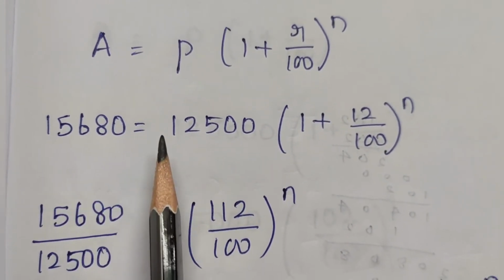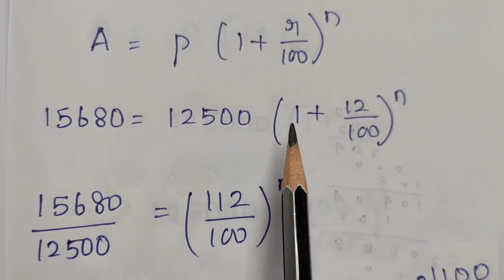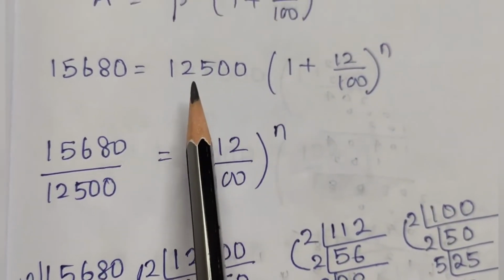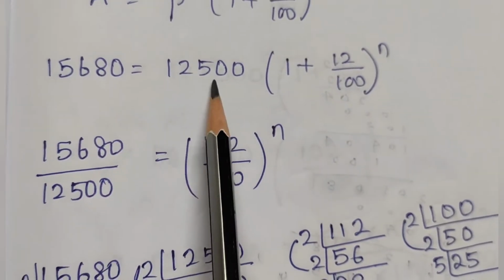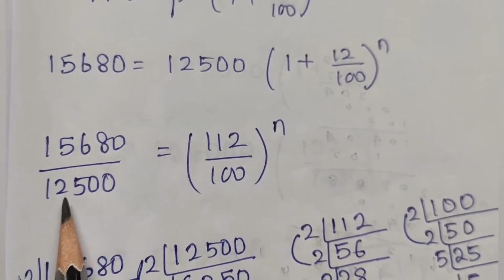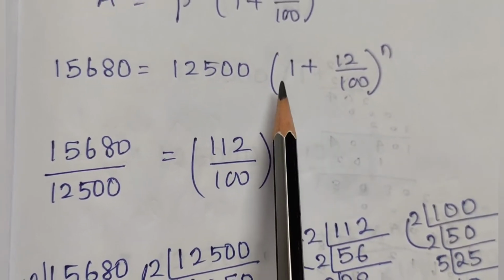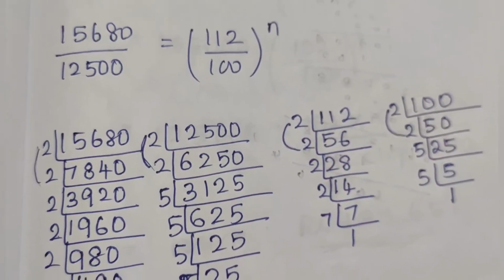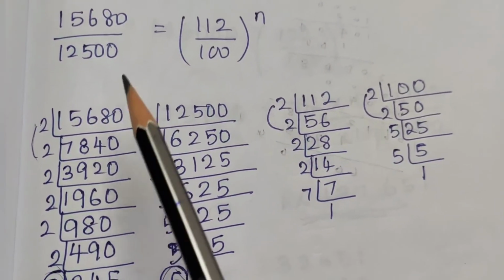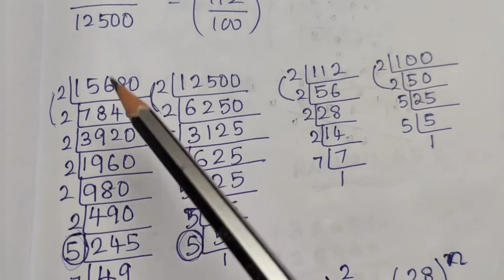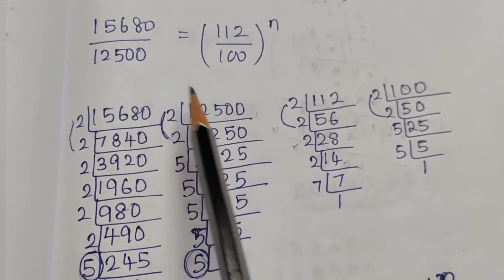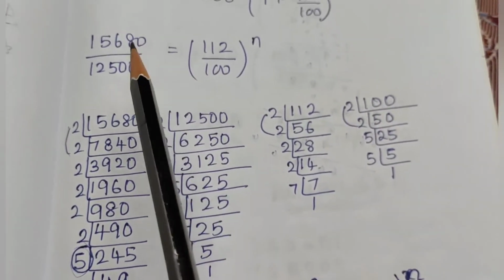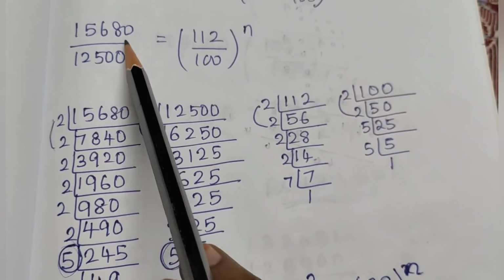So 15,680 is equal to principal 12,500 into (1 plus rate of interest 12 by 100) power n. We do not know n. So when multiplication is transported, it becomes division. 15,680 divided by 12,500 is equal to (100 plus 12) 112 by 100 power n. I am actually prime factorizing everything. So when I prime factorized 15,680, I got the result as such. I prime factorized 12,500, 112 and 100. See, because now I am going to divide these two.